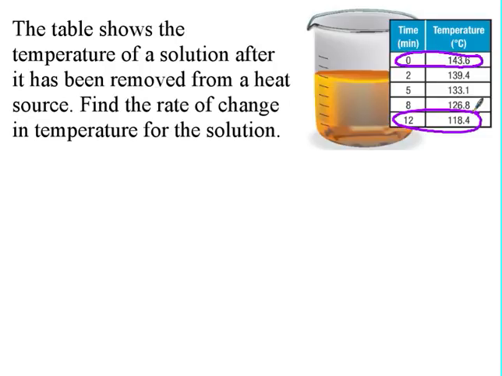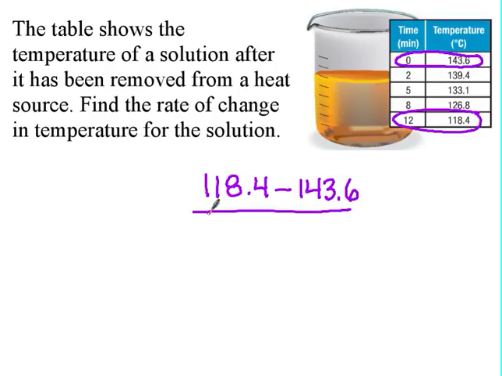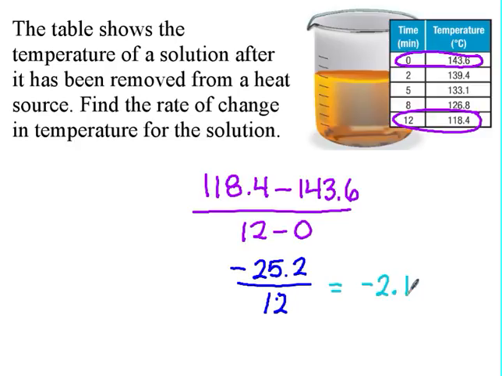So this is what I'm going to do. I'm going to take 118.4 minus 143.6, and I'm going to divide that by, what do you think? 12 minus 0. So all I need to do now is calculate that. If I take 118.4 minus 143.6, you should end up getting negative, is it 25.2? Yep. And I'm going to divide that by 12. If you calculate that, you're going to get negative 2.1.